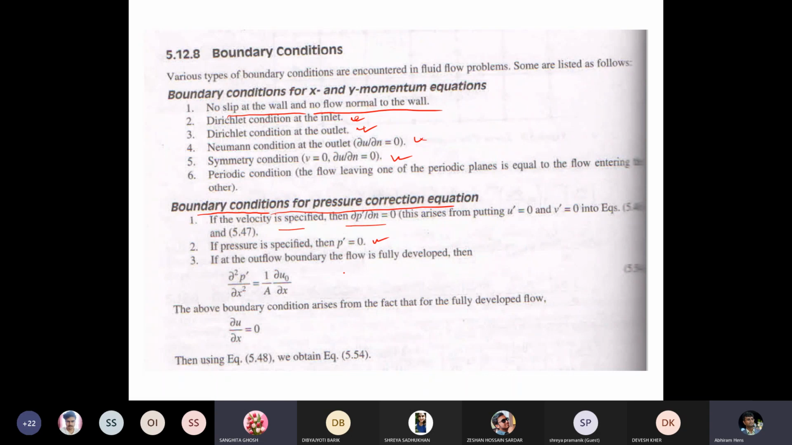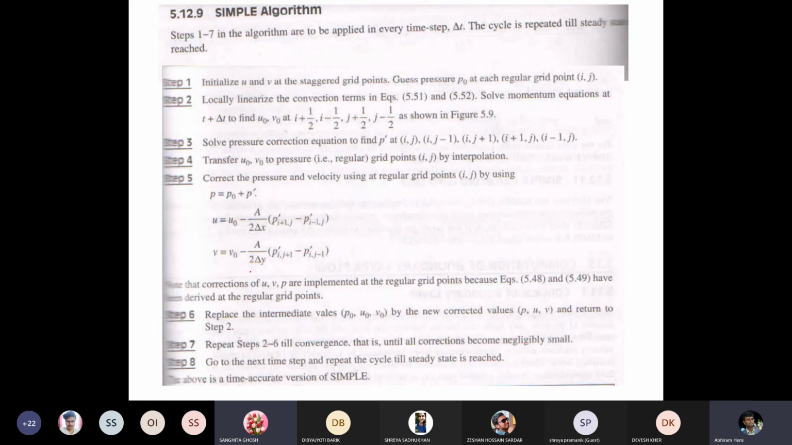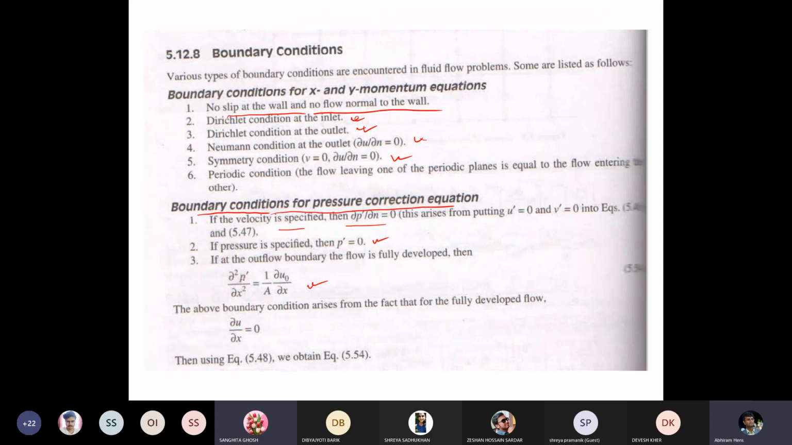Now, at the outflow boundary, if the flow is fully developed, then this is the case. The above boundary condition arises from the fact that in the case of fully developed flow, del u by del x equals 0. So this will be equal to 0. These will be the boundary conditions for the pressure correction equation. But again, this is equation specific. It depends on the particular case and particular geometry. You have to take a proper boundary condition.